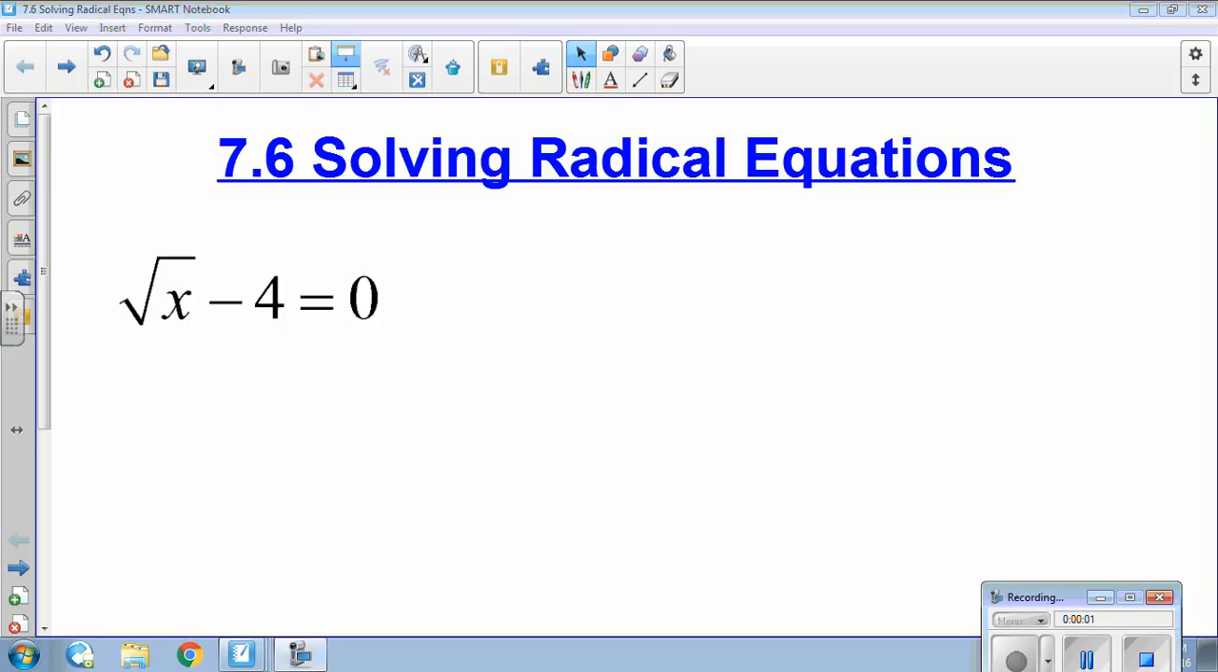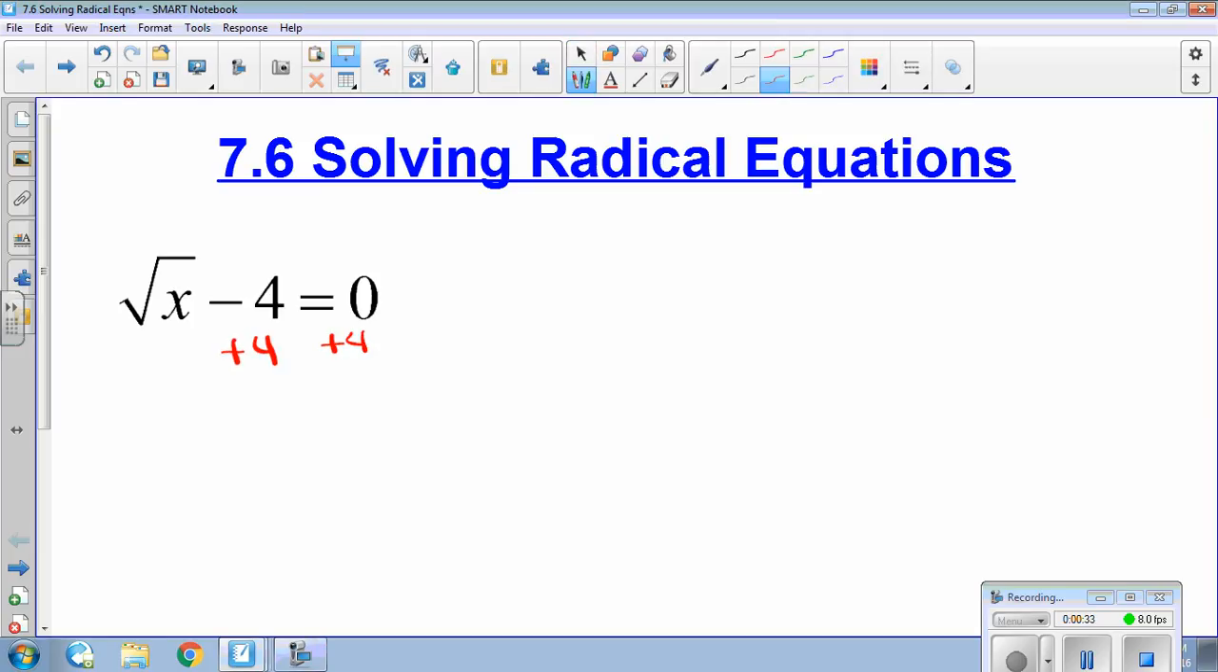All right. So in this section, we're going to solve radical equations. So it'll be an equation that will have a square root in it, or a cube root, or some kind of root. You have to do the inverse. First thing you need to do is get that radical by itself. So you want everything else away from it. This minus 4 is not underneath that radical, so I can add 4 to both sides. Then you have the square root of x equals 4.